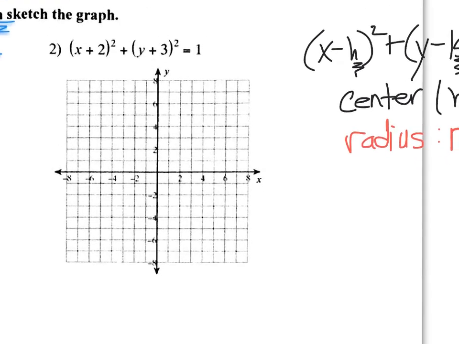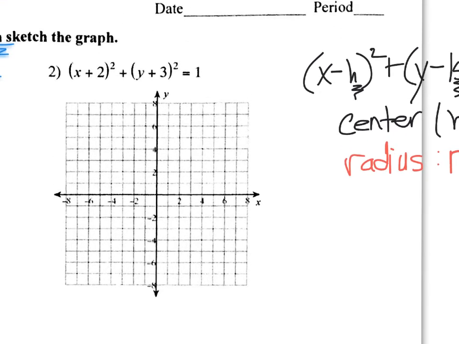Okay. So again, our equation is (x minus h) squared. So one thing to note here is that is plus 2. That's important because that means my center is actually at negative 2. You always do the opposite. Same thing here. That's at plus 3. So my center is at negative 3. So what I do, I go to the point (negative 2, negative 3), and I put a dot. Oh, it's a little off. There we go.